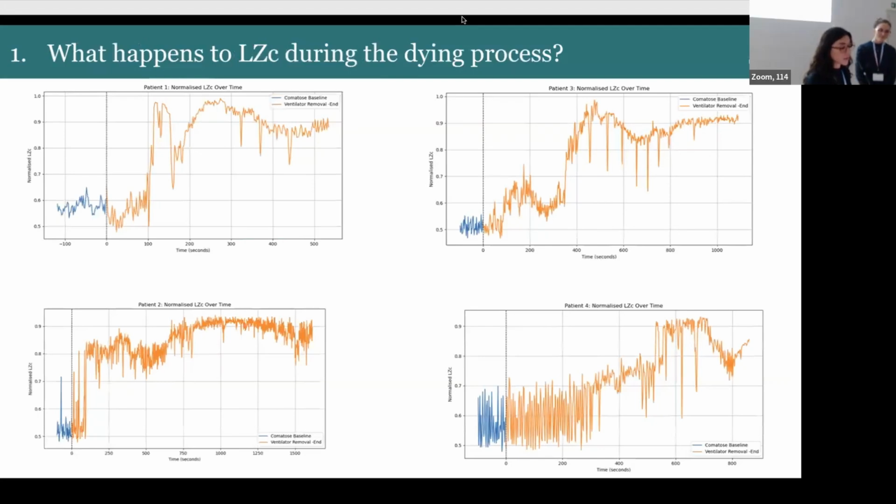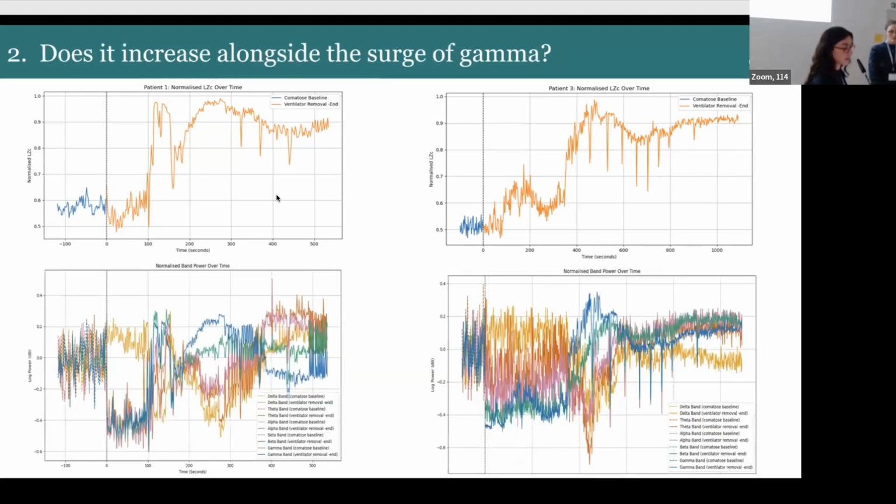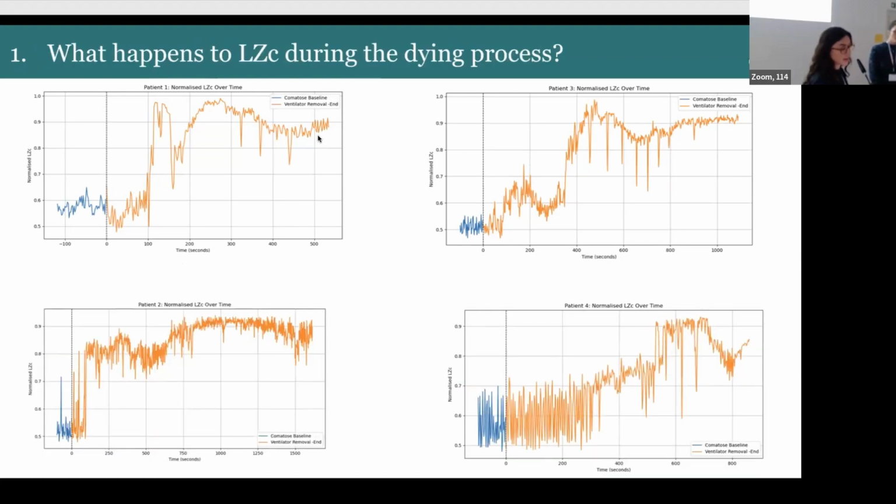So this is what we found. Here is our result of Lempel-Ziv in patients 1, 2, 3, and 4. Blue is the baseline before removal of ventilatory support. We indeed see that Lempel-Ziv is increasing during the gamma surge, here shown in blue. Lempel-Ziv is increasing, but it keeps increasing through time as the brain continues dying. And it also remains very high in all the patients for which we didn't even capture any high gamma surge.